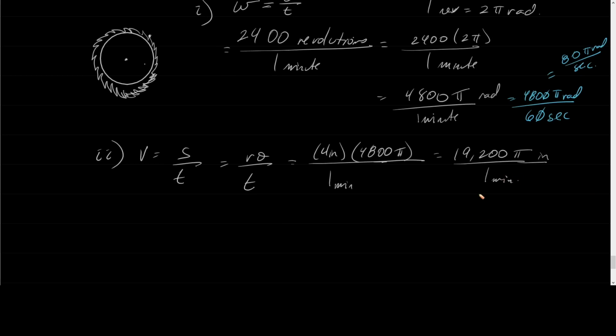Similarly over here, it only changes at the end. The 1 minute needs to be changed into 60 seconds. And we have 19,200 pi inches for every 60 seconds. Reduce: 10 goes into 60 6 times. 10 goes into 19,200, 1,920 times. And then we see those are both even numbers. 6 is divisible by 2, becomes a 3.